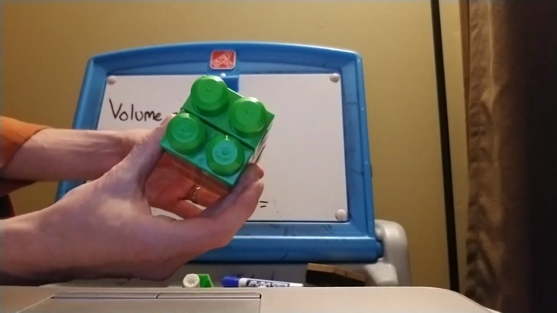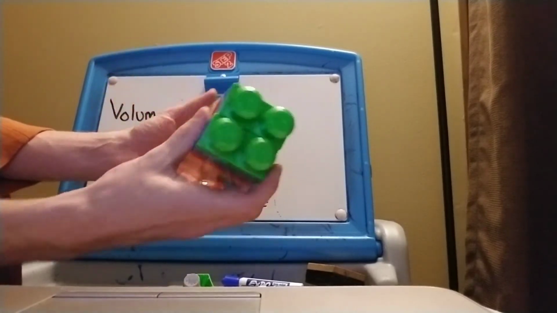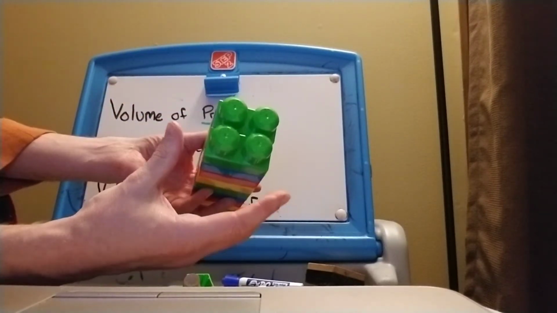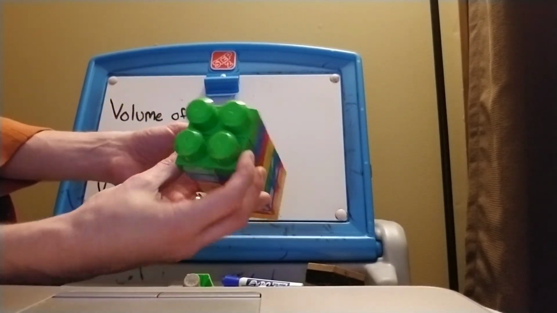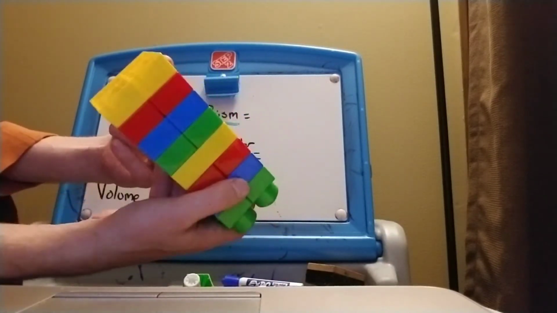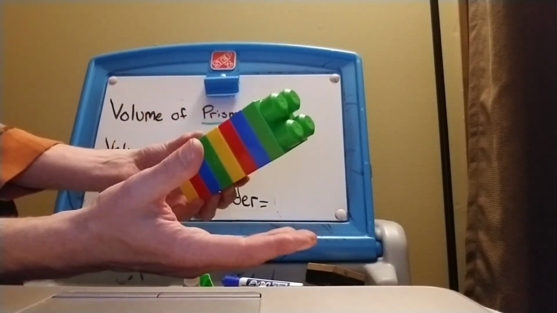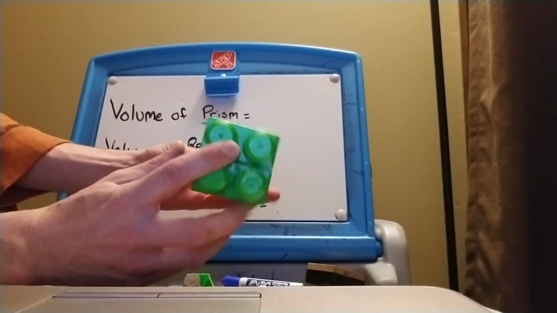That's what makes it a prism. So a triangular prism would have a triangle on both ends. A rectangular prism has a rectangle on both ends. I could even have a heart-shaped prism that has a heart on both sides, or a star-shaped box that has a star on both sides. Those are all prisms. All prisms have the same shape on both sides.